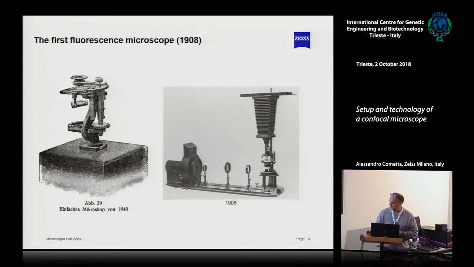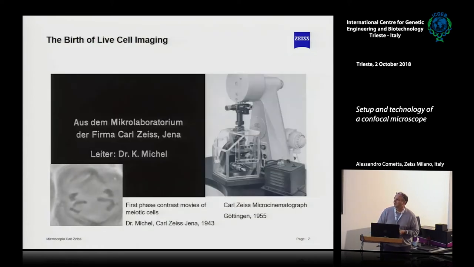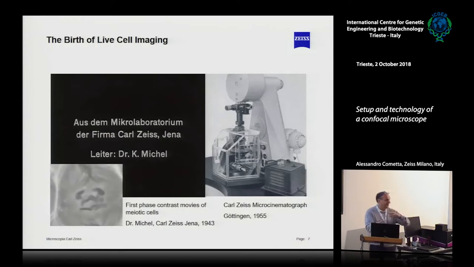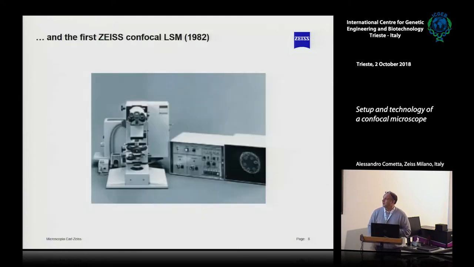And as you can see, the microscope is more or less the same. There is something different here, and this is all the producing of the UV light. This is a camera. Then Zeiss also produced the first phase contrast of meiotic cells. And this is interesting because this is the microscope, the incubation, and this is the camera. Now this is the opposite. Then we had the first confocal LSM, the first confocal microscope in Italy. And as you can see, it's completely different.